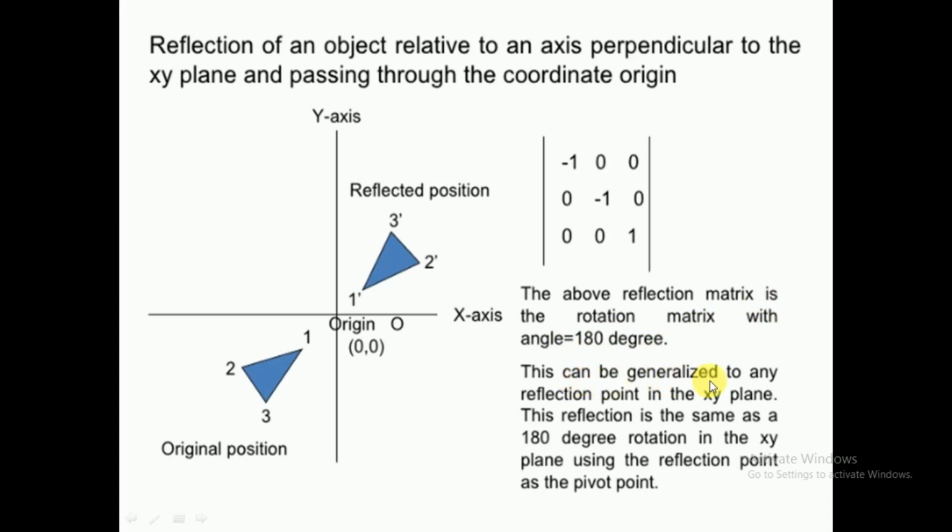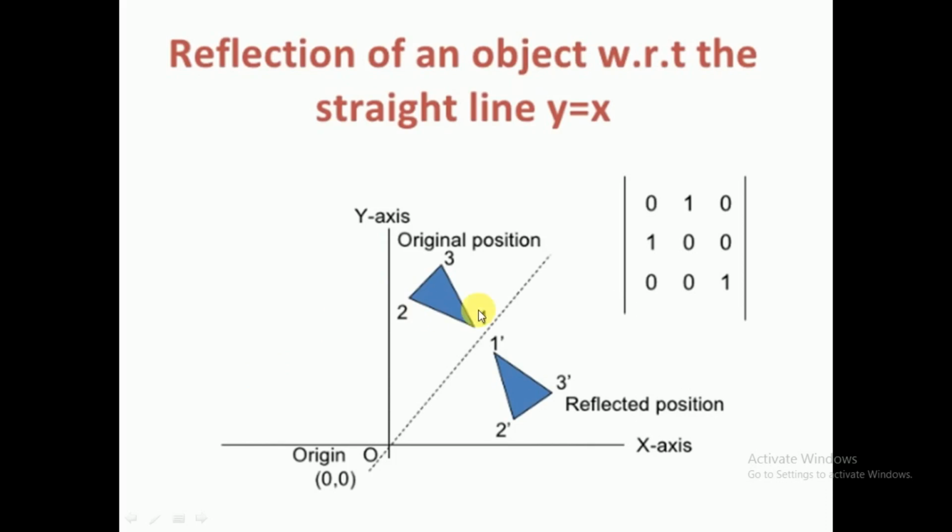This can be generalized to any reflection point in the xy plane. This reflection is the same as the 180 degree rotation in the xy plane using the reflection point as the pivot point. Using the reflection point as the pivot point means simply you are reflecting about that origin, that pivot point. Again, an arbitrary point means it is not with respect to the origin or any object.